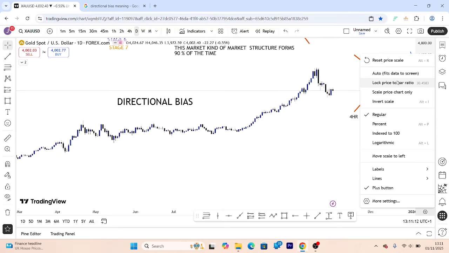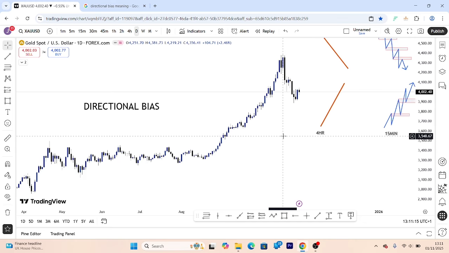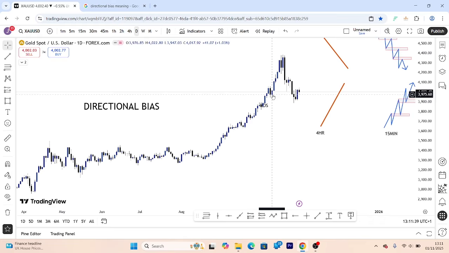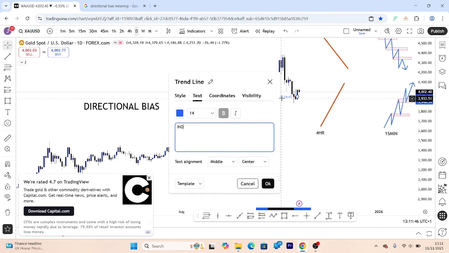So this is the gold pair. So right now, this is where the market is. If you look at this, you see here, this is the break of structure that happened here. And this is the inducement. So let me draw it. Let me put the text here. So this is the break of structure that happened in that place. Then here is the inducement that finally happened here.